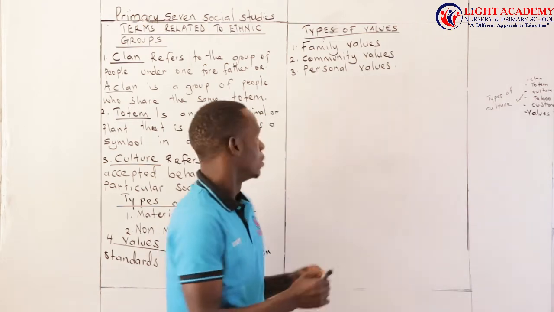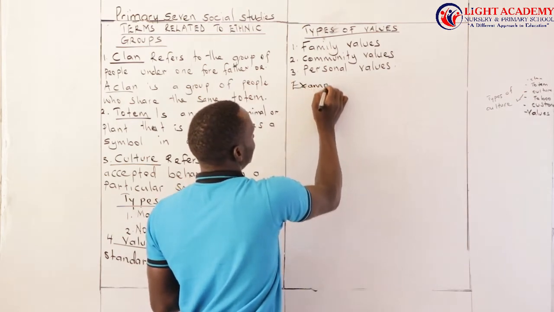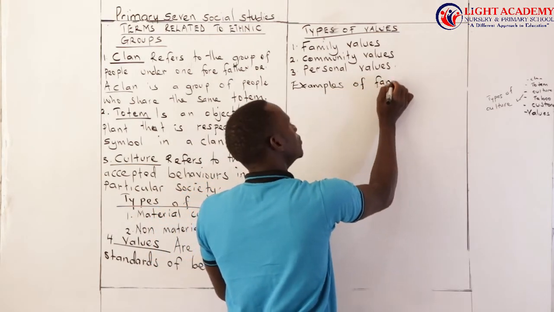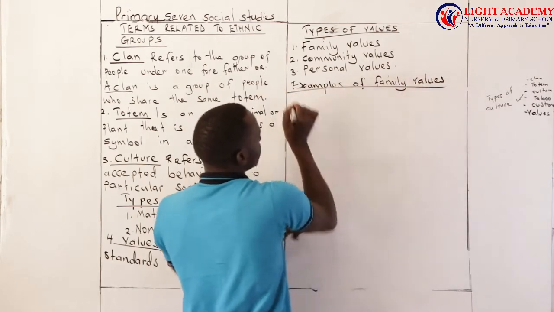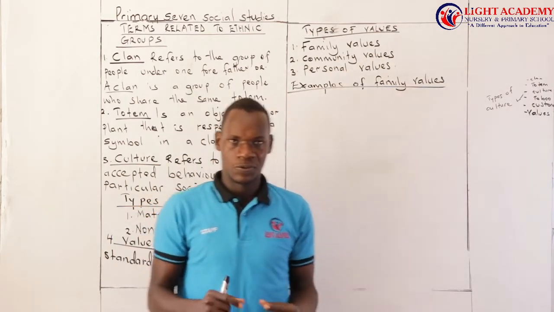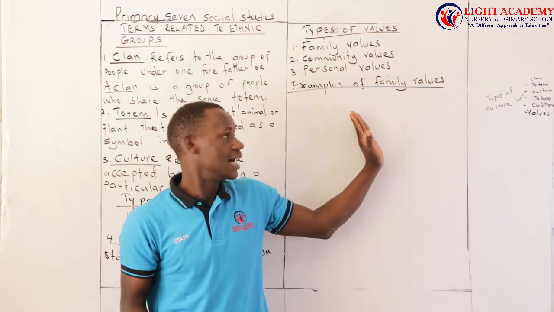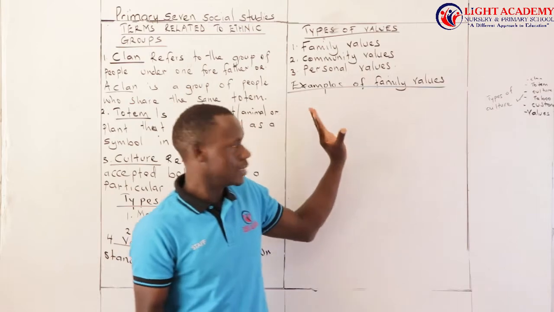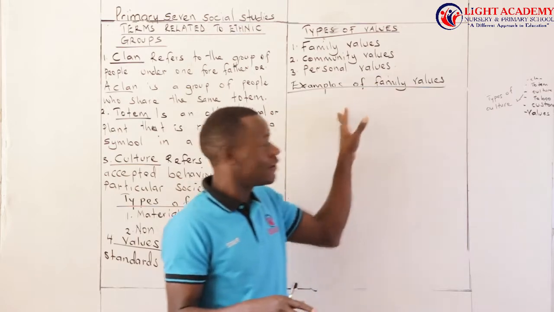For example, examples of family values. As children of the family, we can define our family as a group of people who are related by blood, marriage, or adoption. And we have different kinds of family as we studied in our previous classes. So what are the examples of the family values?